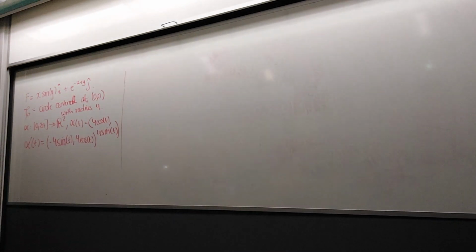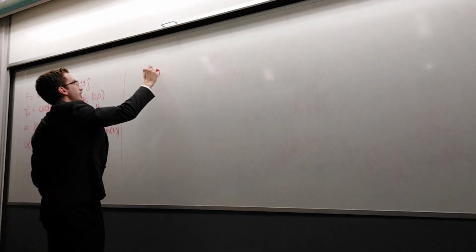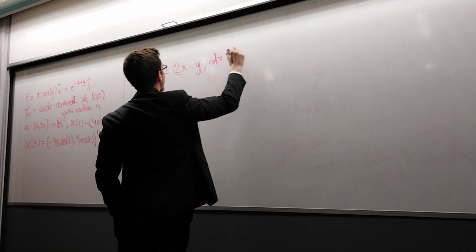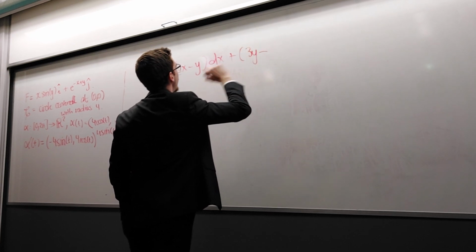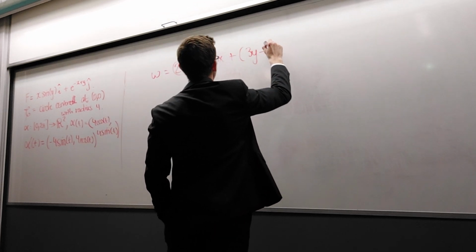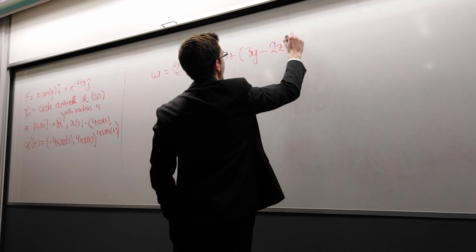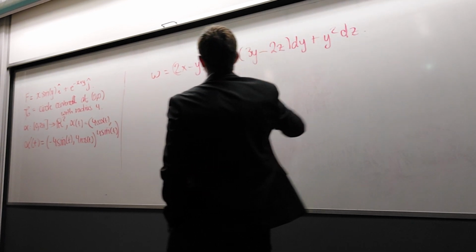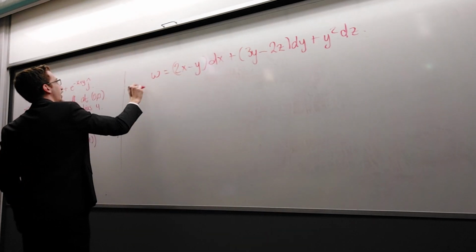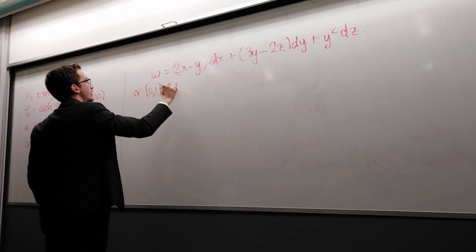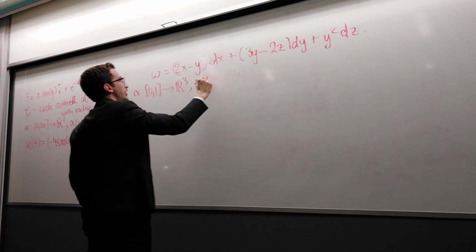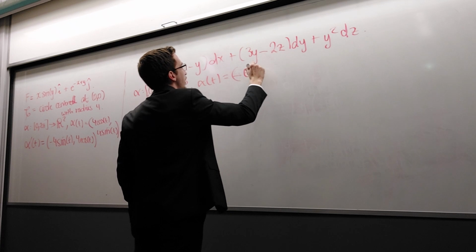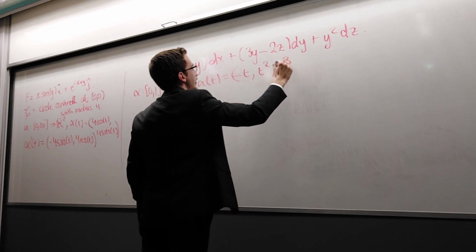Let's take omega, (2x minus y) dx plus (3y minus 2z) dy plus y squared dz. Let alpha from 0 to 1 to R3 be the curve parameterized by minus t, t squared, t cubed.